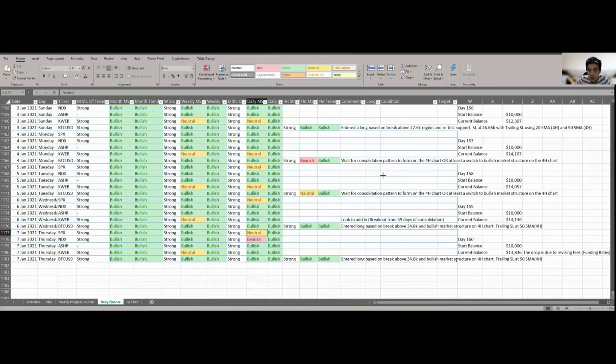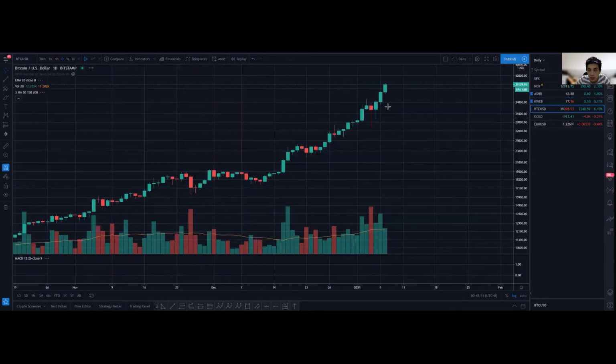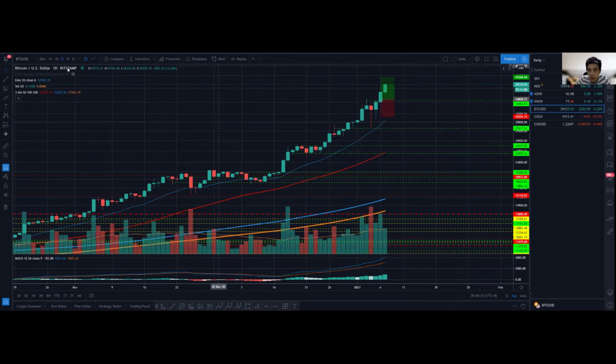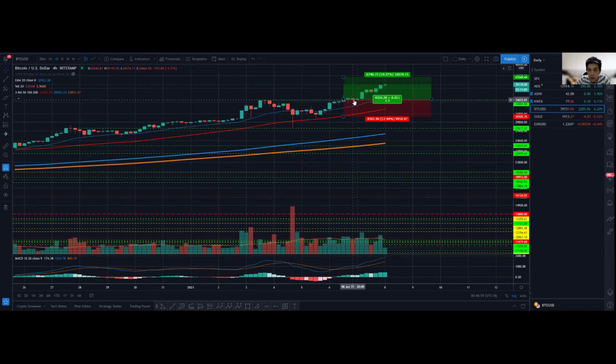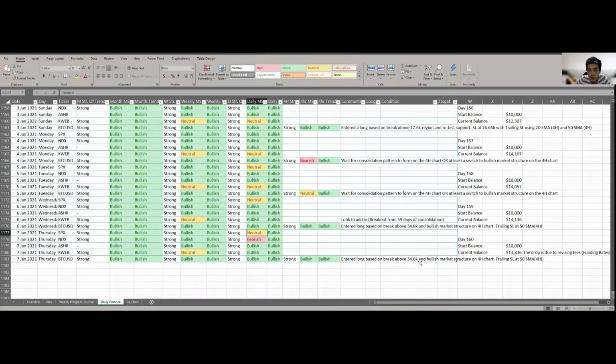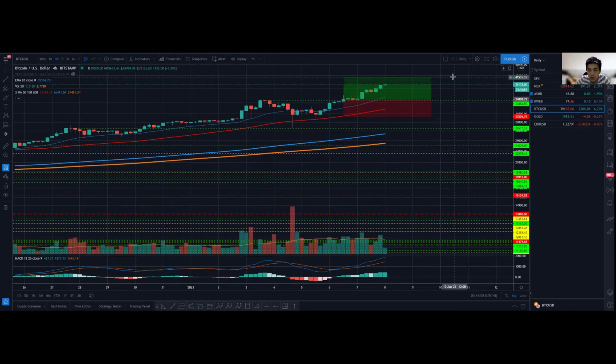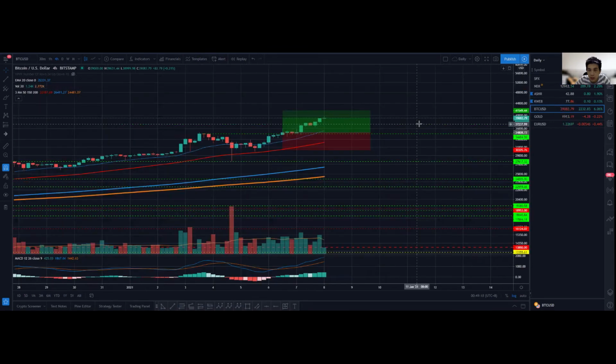All right, and finally for Bitcoin, interestingly, things are still breaking towards the upside, like I mentioned over here. I entered the trade based on the break above this 34.6K, 34.8K region, with a trailing stop loss at the 50 SMA. The first target that I'm looking at is the 41.5K region. Potentially we could retrace further to retest the support before we go to a higher high. So right now I'm still holding on to this position.